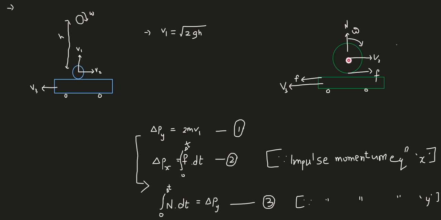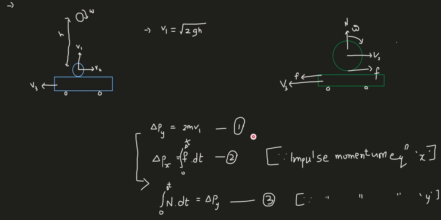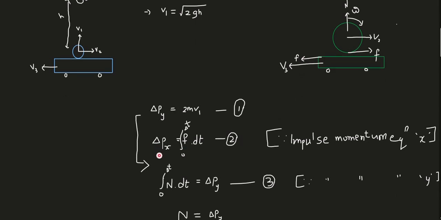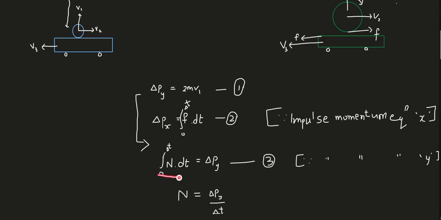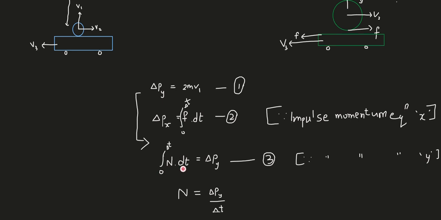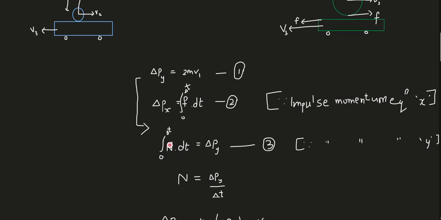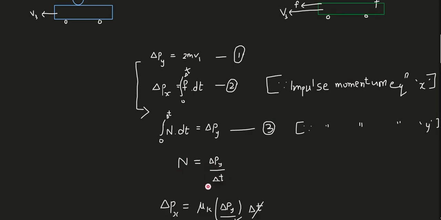The friction provides a velocity v2 for the sphere and the cart moves backwards with the velocity v3. There are equal and opposite forces on the cart as well, the friction. Now we write the impulse-momentum equation along the x-axis for what the friction provided. The change in momentum along the x-axis equals the integral of f dt from 0 to delta t, and the change in momentum along the y-axis equals the integral of N dt from 0 to delta t. After integrating this, we can find the normal equals delta py upon delta t.